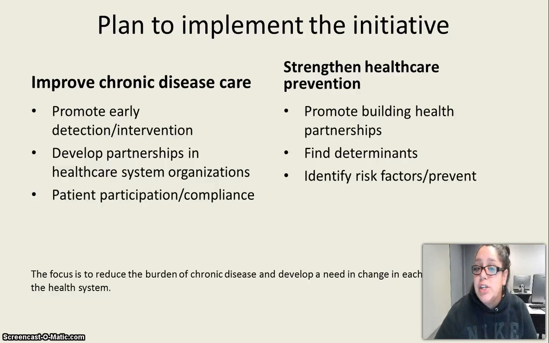Plan to implement the initiative. First, we want to improve chronic disease care, promote early detection and early intervention, develop partnerships in healthcare systems of organizations, patient participation, and compliance. To strengthen the healthcare prevention, we promote building health partnerships. We find the determinants and identify risk factors and prevent. The focus is to reduce the burden of chronic diseases and develop a need and change in each level of the health system.